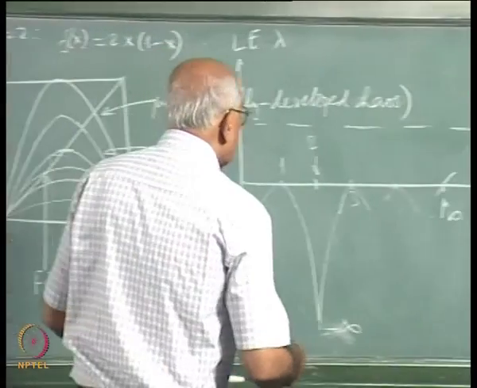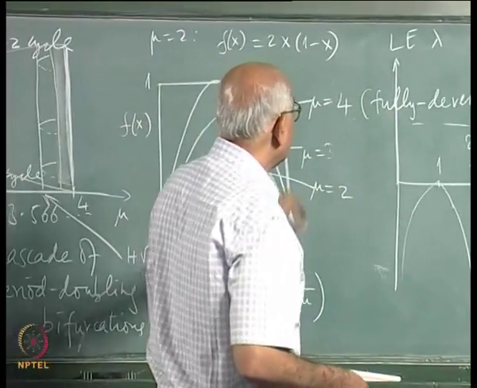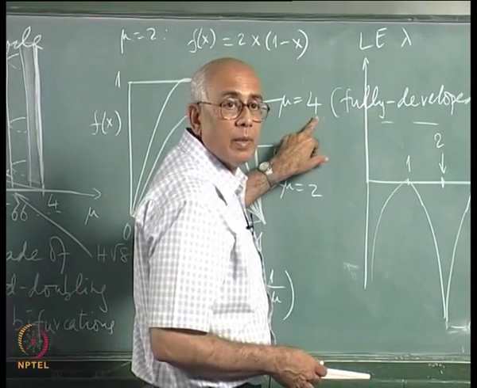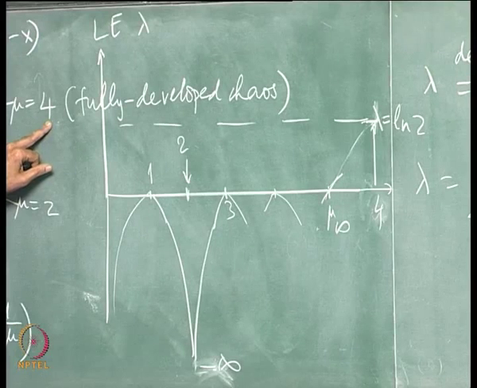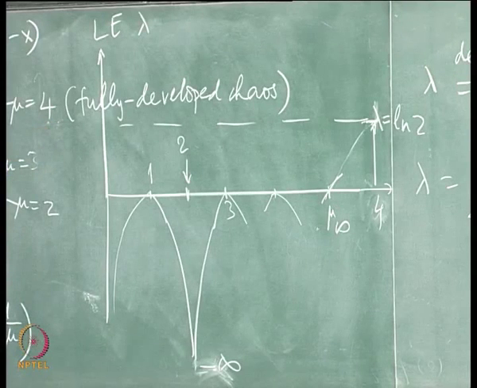Okay. We will come back to some of these points. In particular, we want to study fully developed chaos and see what happens at this point. But first, one quick question: what happens if I have a map in which mu becomes greater than 4? What would that look like?